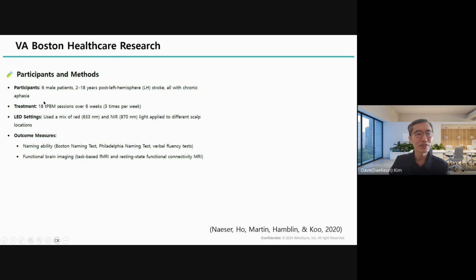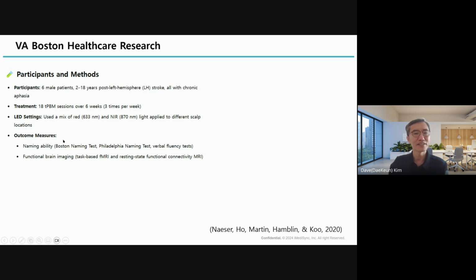Dr. Nazer used 18 photobiomodulation sessions, three times per week, and she used 2 different frequencies. And she used a very individualized protocol, for example, compared to the NEST study. So there are many differences compared to the previous study.